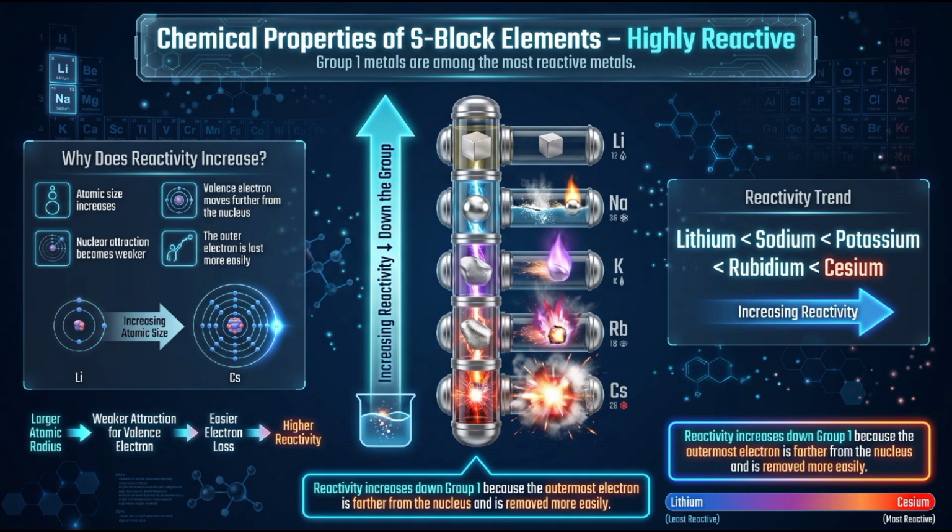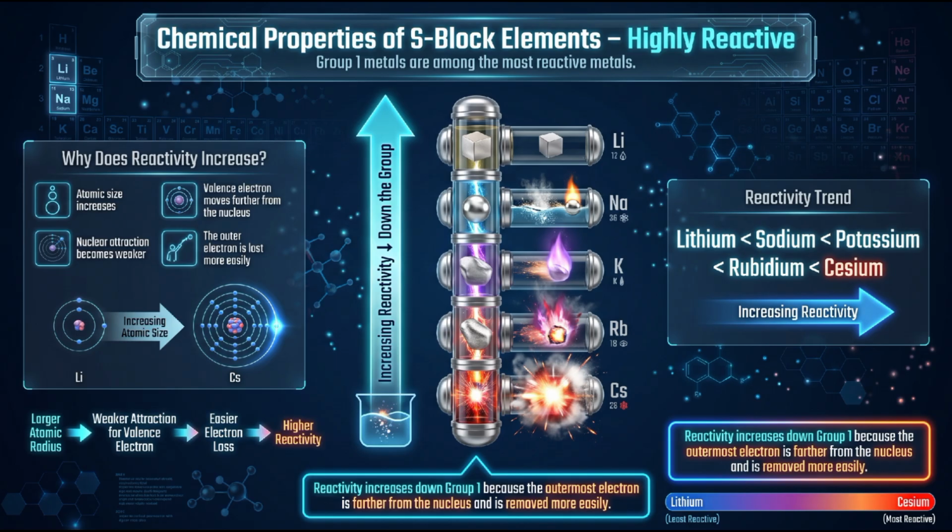The image also explains this process using a simple sequence. Larger atomic radius, weaker attraction for valence electron, easier electron loss, higher reactivity. This flow summarizes the entire concept. As atomic size increases, the attractive force between the nucleus and the valence electron decreases. Because the electron is held less tightly, it is removed more easily. Easier electron removal leads directly to greater chemical reactivity.